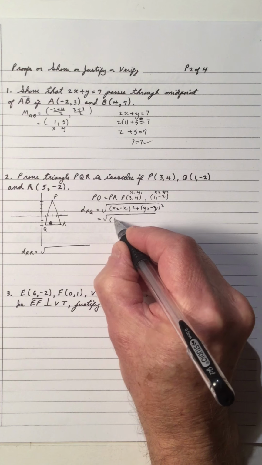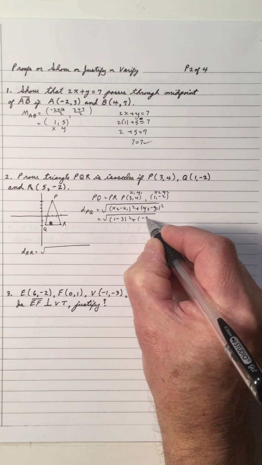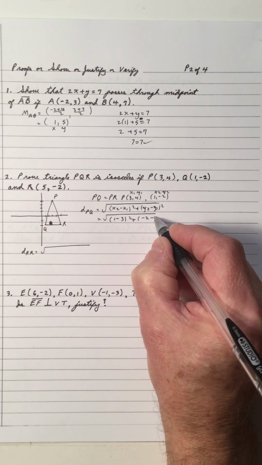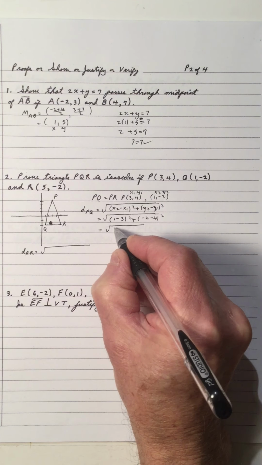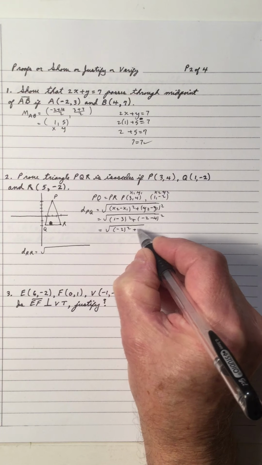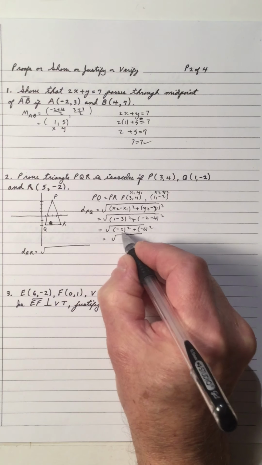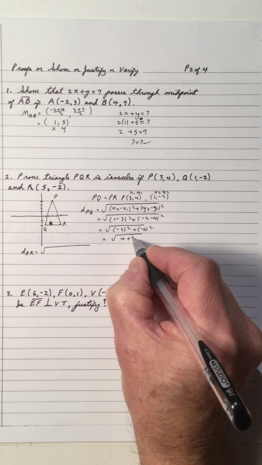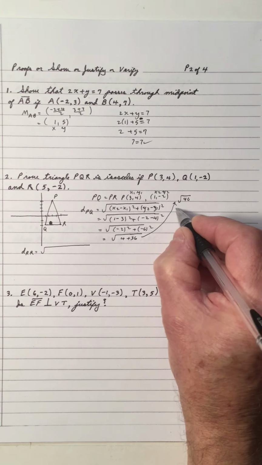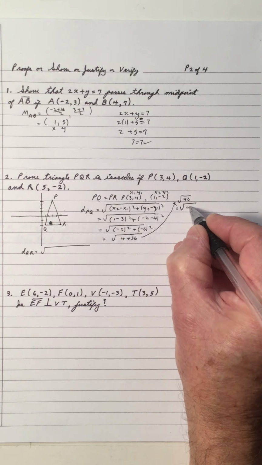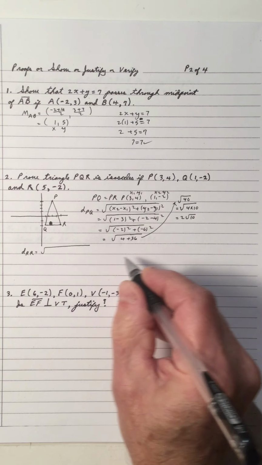We sub them in, so it's x2 is 1, x1 is 3, squared, y2 is negative 2, subtract y1, which is 4. We work out the brackets first, so it's negative 2 squared and negative 6 squared. Negative 2 squared is 4, negative 6 squared is 36. That works out to be the square root of 40, and the square root of 40 is the square root of 4 times 10, which is 2 root 10, if you want to simplify it as a radical.